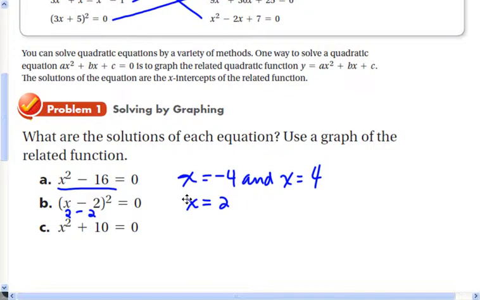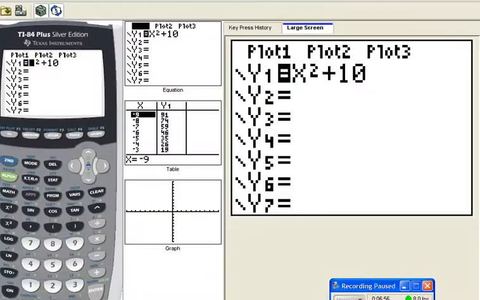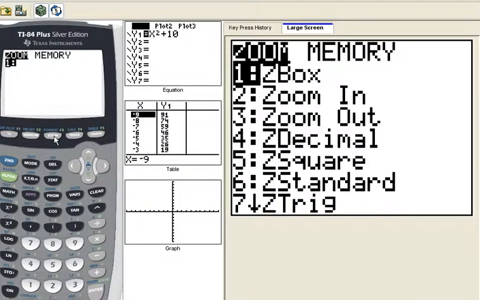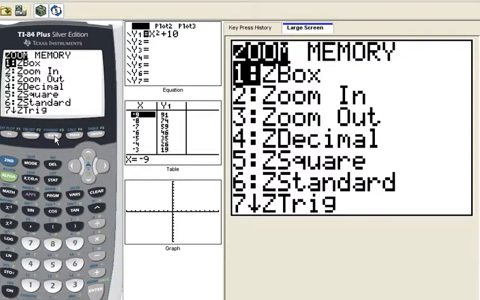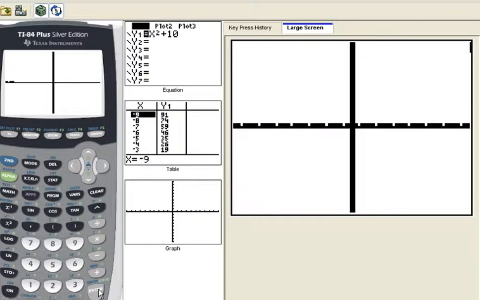So the last one, if we graph that one, here's the equation. Now if I use my standard screen, and you can always press zoom 6 to get back to your standard screen, you don't even see that equation on that screen. And so you're going to have to make your screen a little bigger. A quick way to do that is just to zoom it out, number 3. And then we see it.